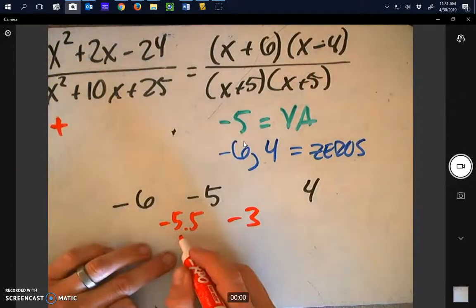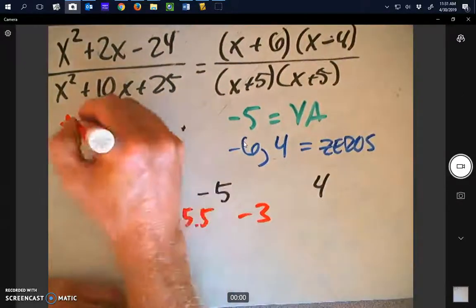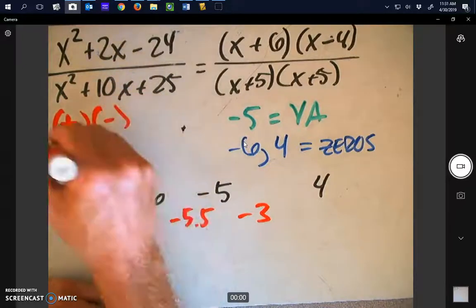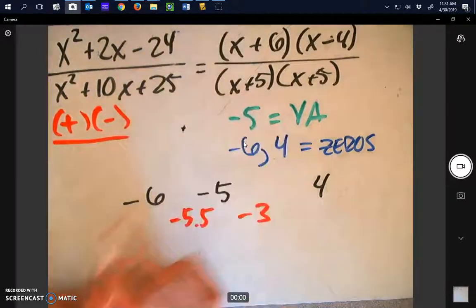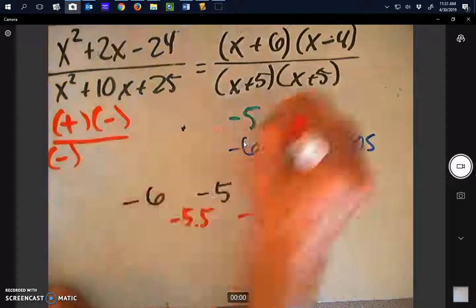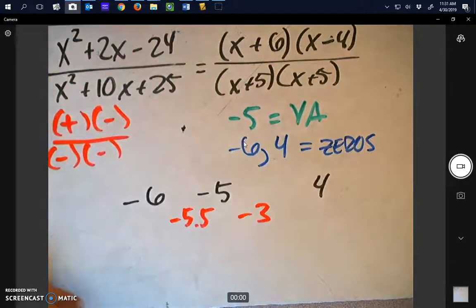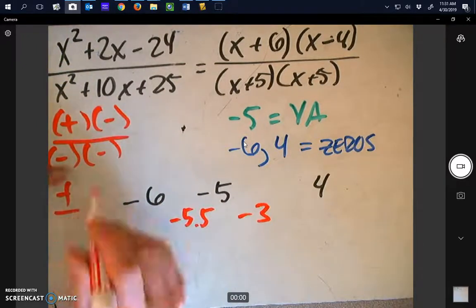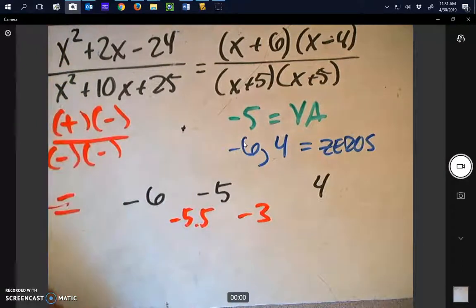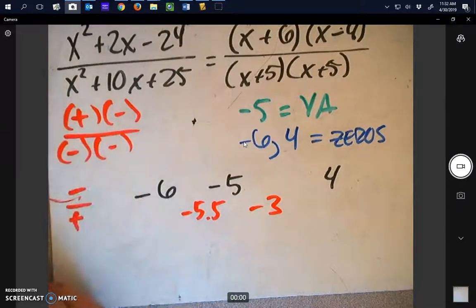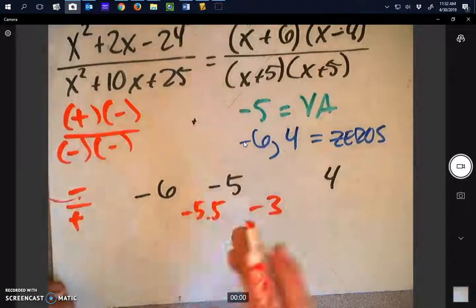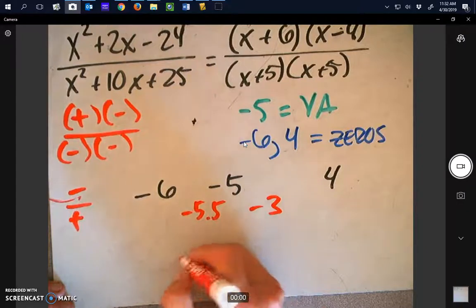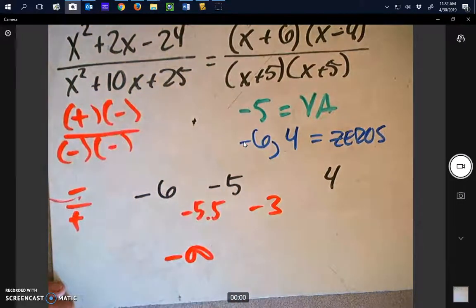And then negative 5.5 minus 4 gives us a negative number. And then negative 5.5 plus 5 is negative. And that's also negative. So if you look at all of this, the bottom becomes positive. Sorry, the top is still negative. The bottom is positive, which gives us a negative number. So on this side of negative 5, we're going to negative infinity.